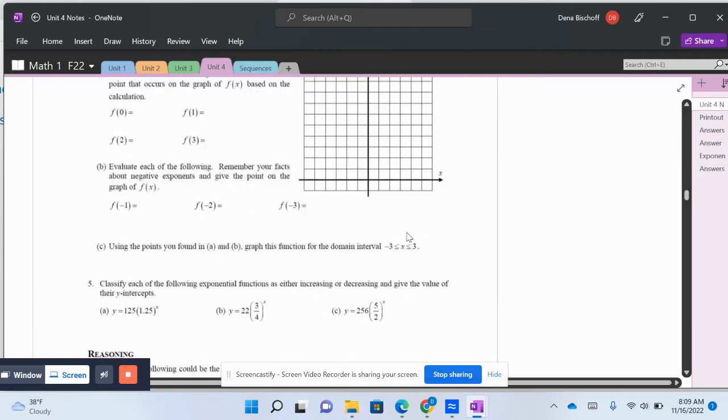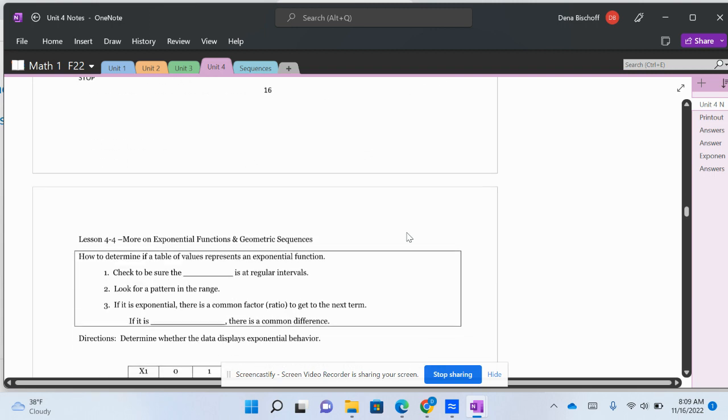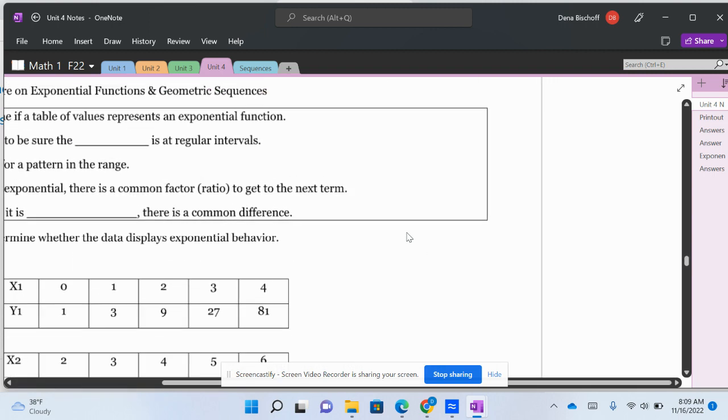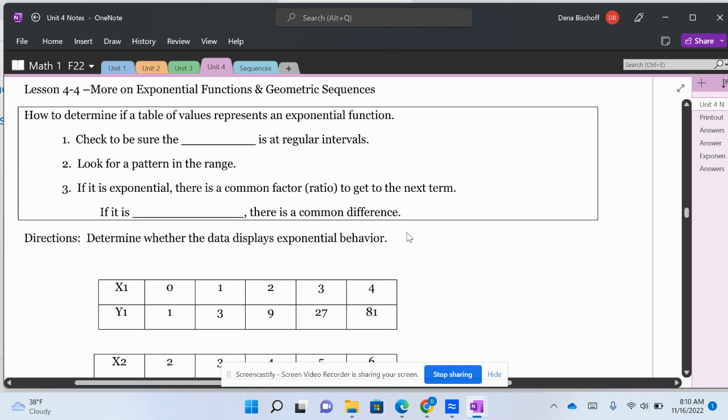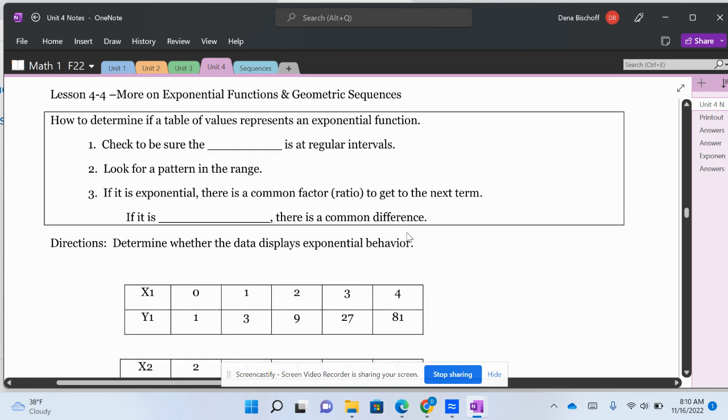All right, so we are starting our notes on page right here. Page 17, thank you. Go to page 17 if you would, okay?